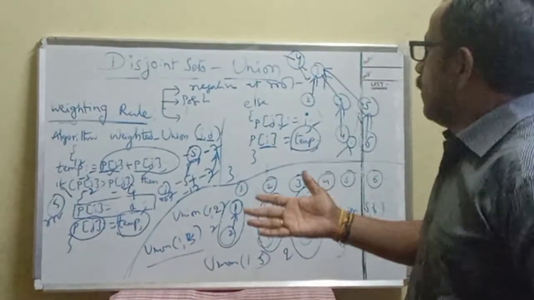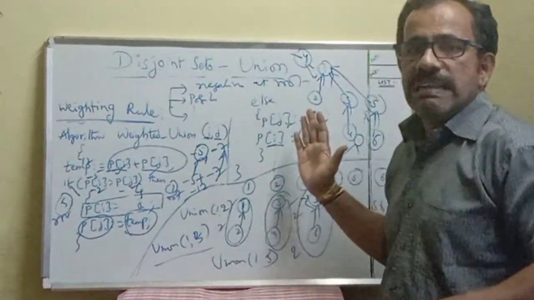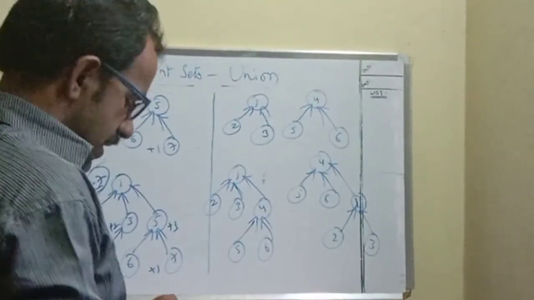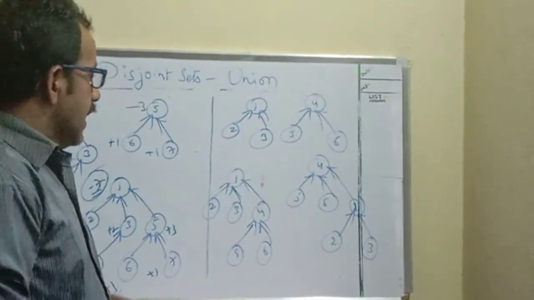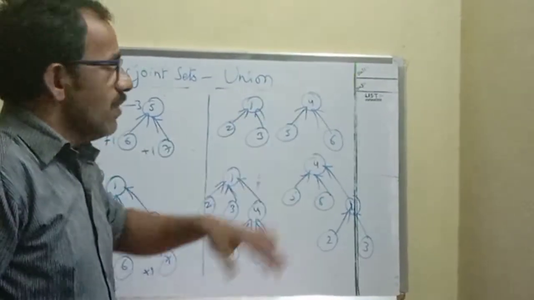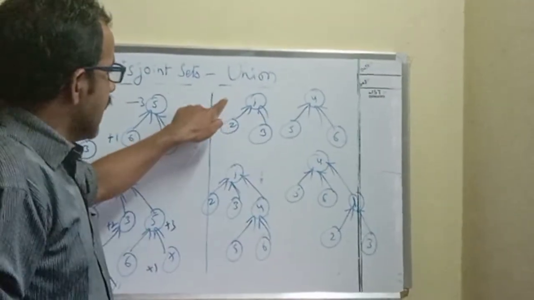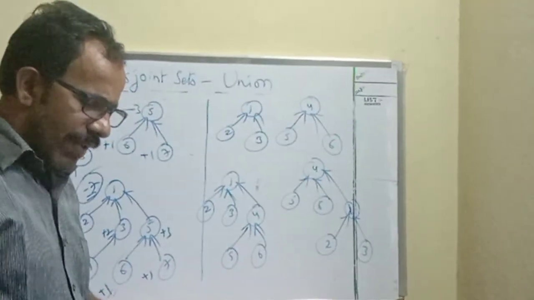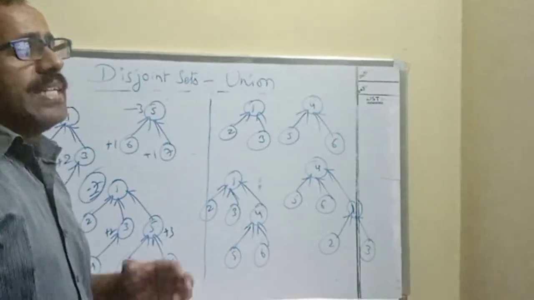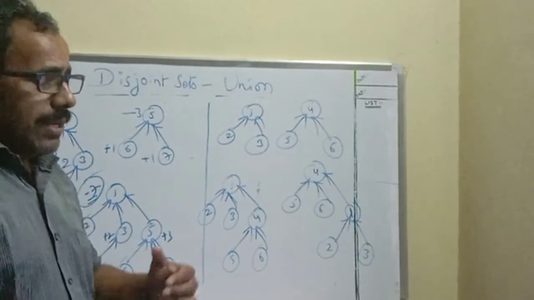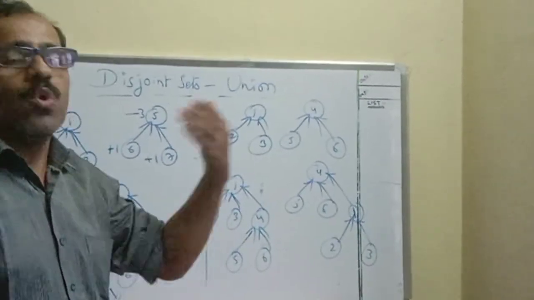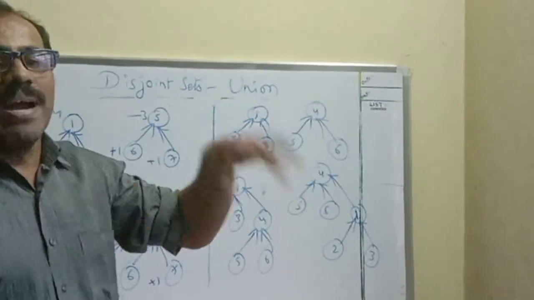Once again I will take one more example and explain it neatly, one more example under the weighting rule. Suppose we take this example. In this example, 2 trees have an equal number of nodes. This tree contains 3 nodes. This tree also contains 3 nodes. But what is it according to the weighting rule? According to the weighting rule, generally we make the root node of the tree with the highest number of nodes the root node of the combined tree structure.